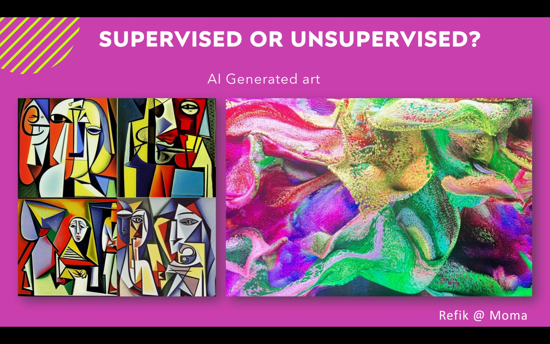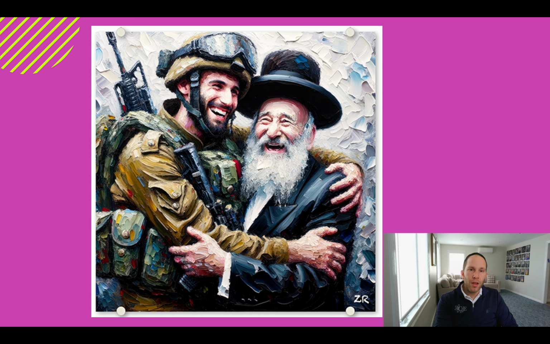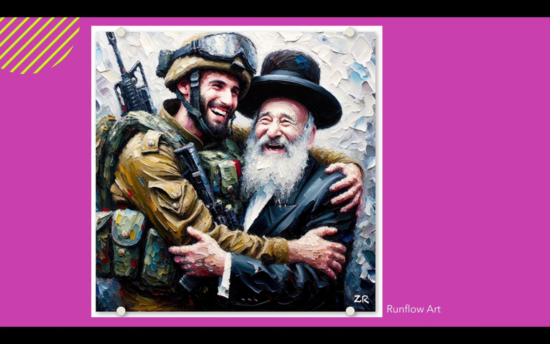And here's another one. This is a pretty popular picture going around right now by Runflow. I'm sorry, he does AI art, really popular. Here he has a rabbi and a soldier hugging. This is not a real picture. I don't know the exact terminology that they use to make this art. Probably "rabbi, soldier hugging," something like that.